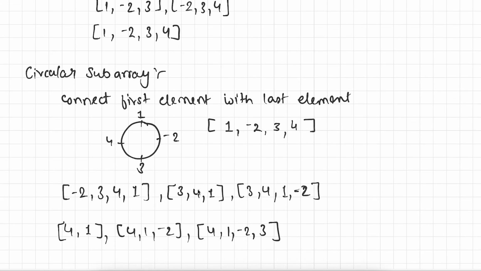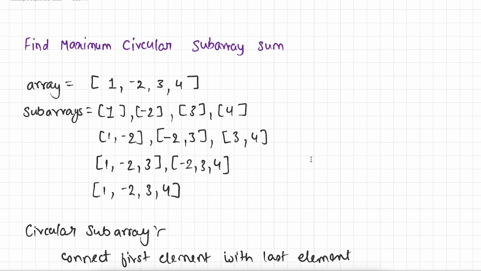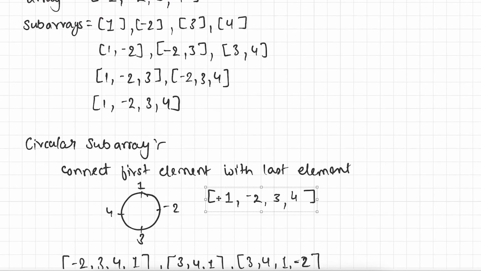Now if I ask you how many circular subarrays are possible, then it could be -2, 3, 4, 1, starting from -2; then 3, 4, 1; then 3, 4, 1, -2; then 4, 1; 4, 1, -2; and 4, 1, -2, 3. So these are all the possible circular subarrays formed with this array. And in this problem, we have to find the maximum sum of a circular subarray. It includes normal subarrays also and circular subarrays also.